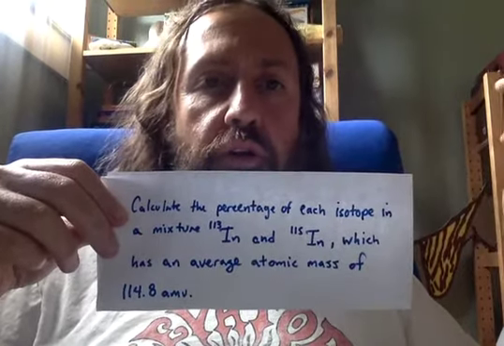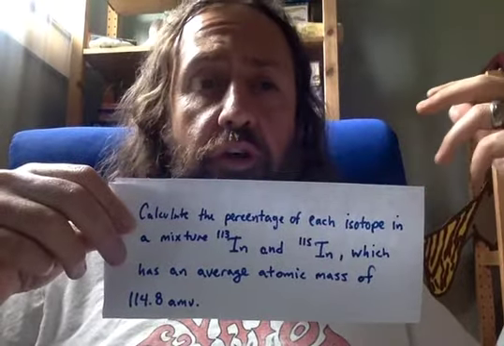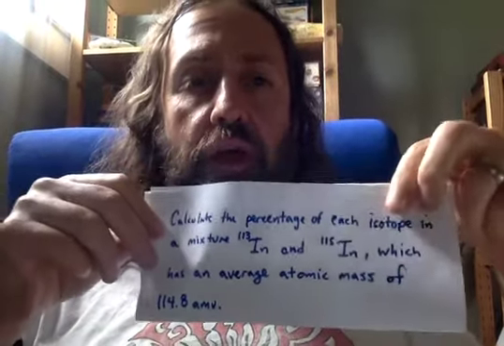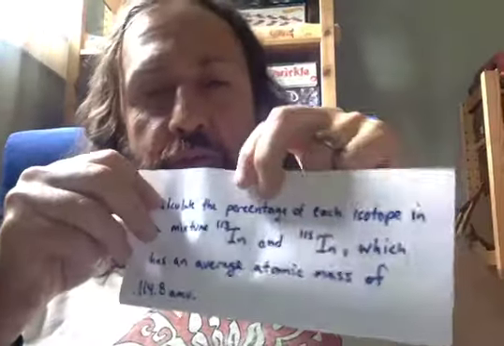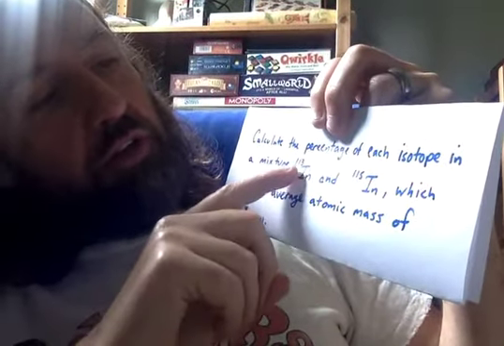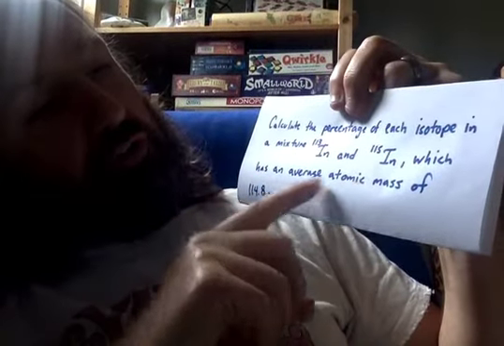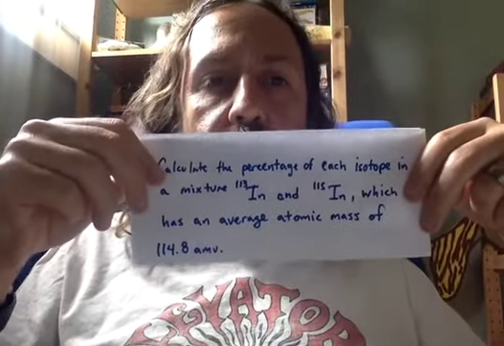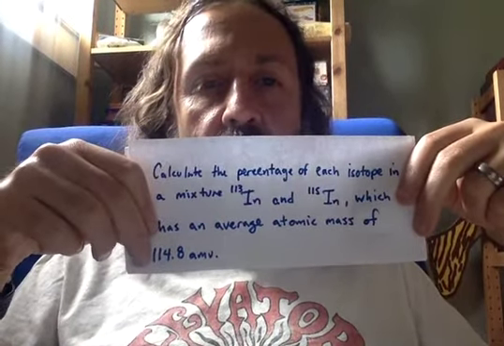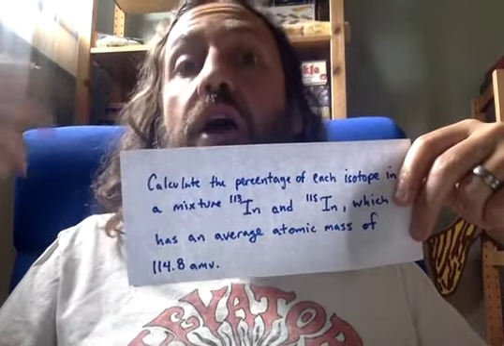Another problem that we run into when we're talking about percent abundance, and this is one that I just see over and over again on the AP chemistry exam. It says, let me make sure, I'm going to turn this because it's backwards when I'm looking at it. Calculate the percentage of each isotope in a mixture of indium-113 and 115, which has an average atomic mass of 114.8 AMU. So the problem that you run into here is it's obviously a percent abundance problem, but they don't give you the percentages. That's your job.